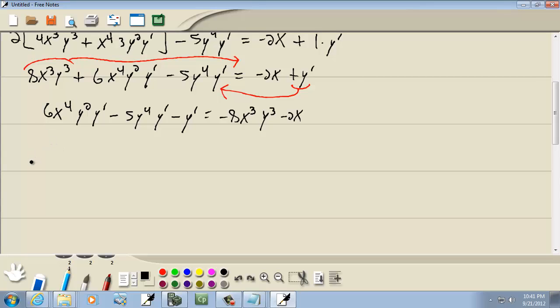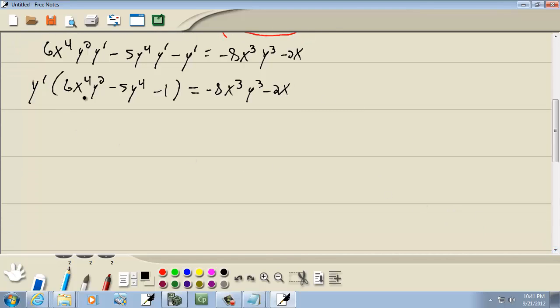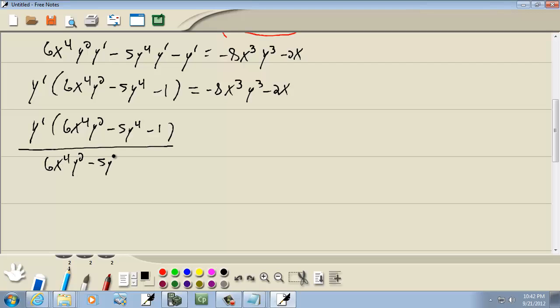Now we're solving for y prime, so we have to factor it out. And that gives us y prime times 6x to the fourth, y squared, minus 5y to the fourth, minus 1, equals negative 8x to the third, y to the third, minus 2x. Try and get y prime by itself, so we're going to divide both sides by what's behind it. So I divide both sides by 6x to the fourth, y squared, minus 5y to the fourth, minus 1. So I got negative 8x to the third, y to the third, minus 2x over that.